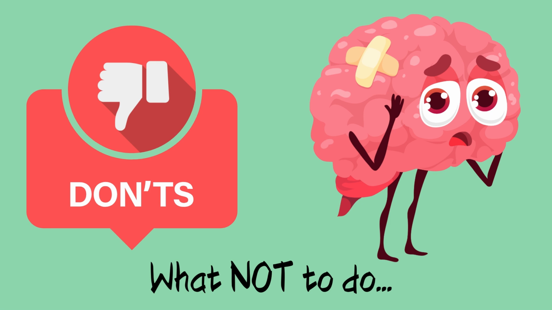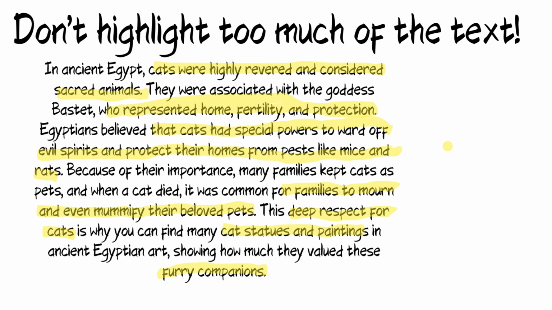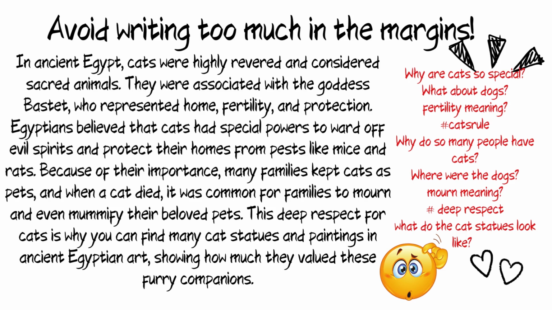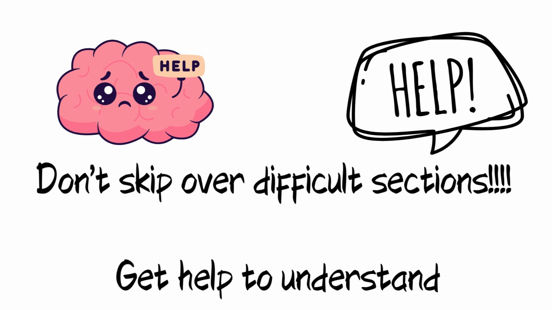Now, let's talk about what not to do when annotating. Here are some common mistakes to avoid. Don't highlight too much of the text. Highlighting everything defeats the purpose. Only highlight key phrases or sentences. Avoid writing too much in the margins. This is not the place for sentences. Keep your notes brief and to the point.